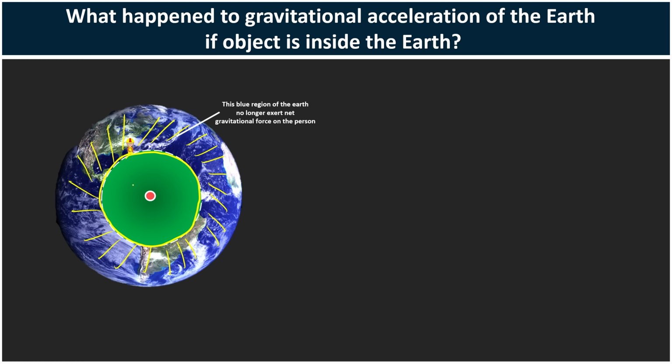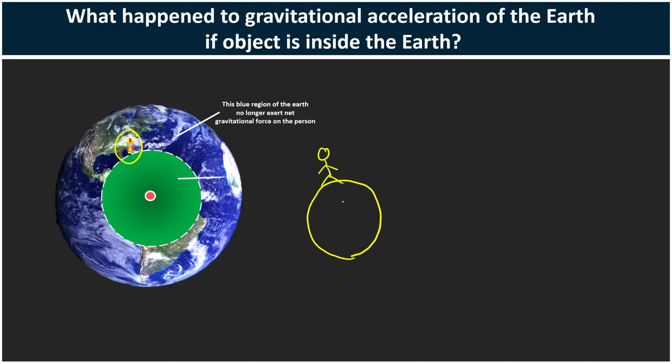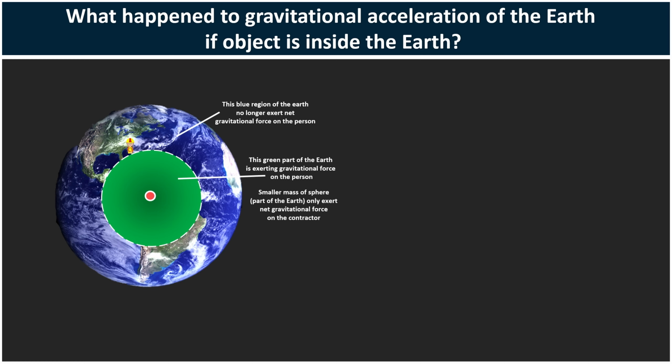But for simplicity in these explanations for this video, we just assume that now she is stepping on top of a smaller version of our Earth. So this green portion is the only part that's still exerting a net gravitational force on her. But since we know from the last video that the gravitational force is directly proportional to the mass of the object, as a result, the smaller mass of the sphere would only exert a smaller gravitational force on her. Therefore, the gravitational acceleration will decrease.